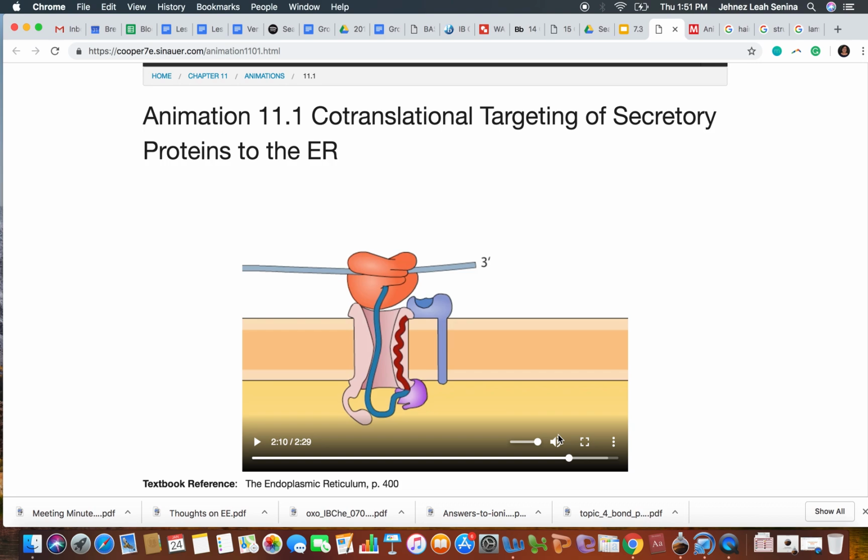To be packaged into a vesicle and sent to the... Where does it go after the endoplasmic reticulum? No, what organelle? Golgi. From ER to Golgi. Golgi finishes the folding of your protein. Golgi sends a vesicle to be released by the cell. So we're going back to your organelles now. That's the reason why Golgi packages proteins, because it's getting the vesicle from the ER.